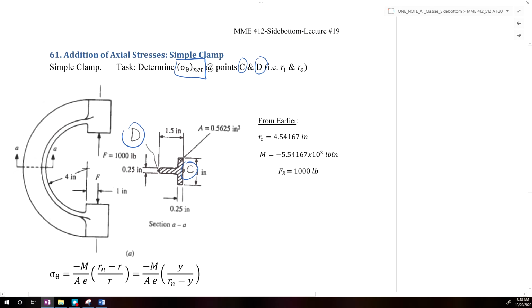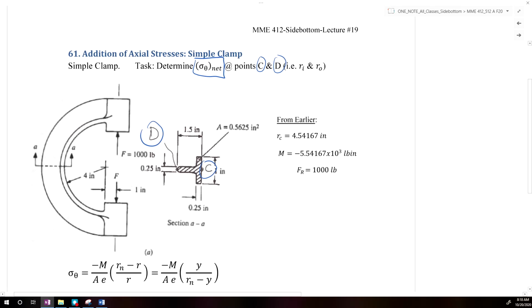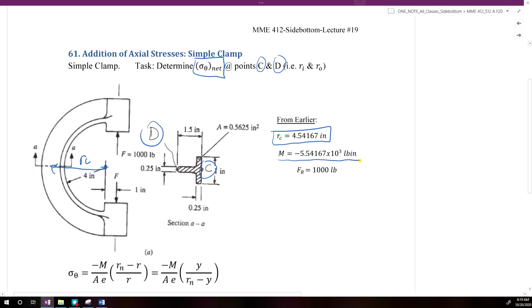Right? So earlier in the lecture, we defined the radius to our centroid, the distance from the center of our radius of curvature to the centroid of our section cut AA. And we defined, using statics, the bending moment at our cross section and the reaction force at our cross section. Okay.